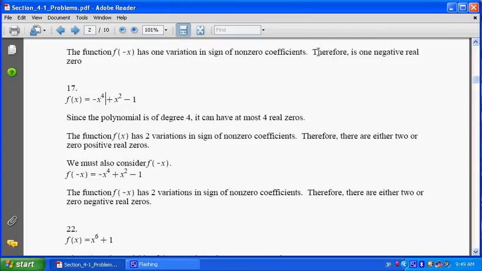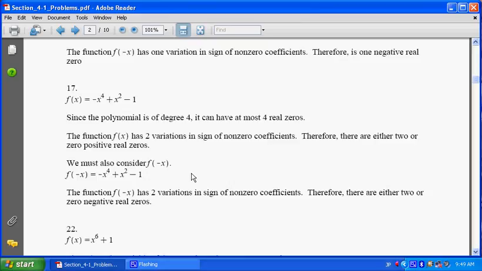Incidentally, I was looking up here. I should have written that. Therefore, there is one negative real zero, but I think I left out the "there" in that sentence. So remember that and put that back in if you need to. But as far as 17 goes, the function f of x has two variations in sign of non-zero coefficients. Therefore, there are either 2 or 0 positive real zeros.